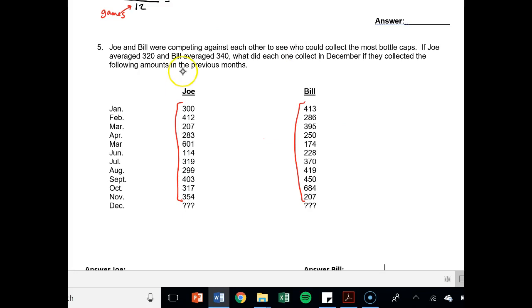And so this subtotal is 3,609 when you add all those numbers together, plus X, over how many months? Well, it did it for 11 months and then this last month. So 12 is equal to Joe's average, which was 320. And then for Bill, you're going to again find that subtotal. That's 3,876 plus X, because there's one more month for 12 months. And his average was 340.